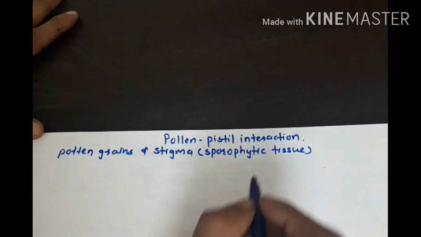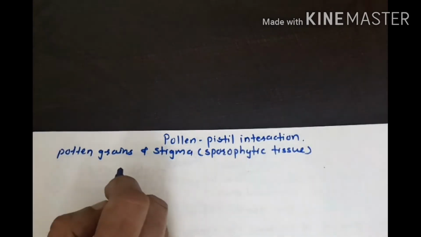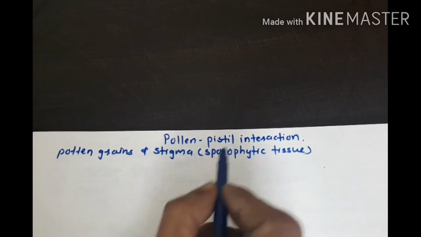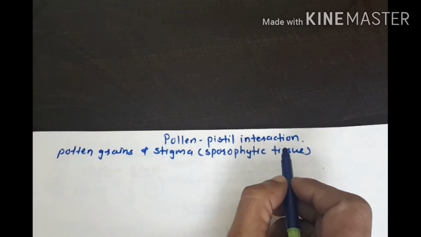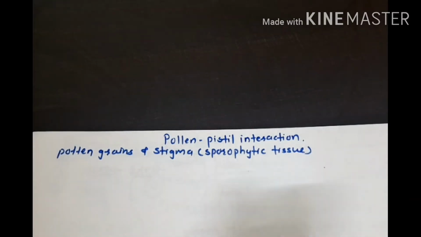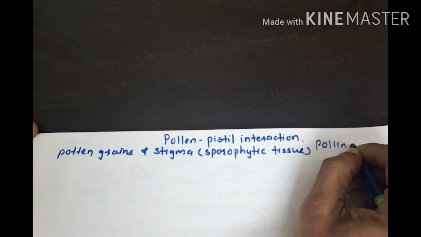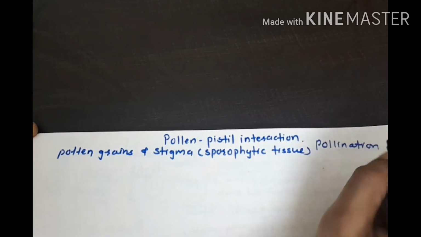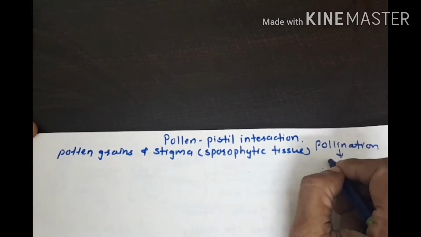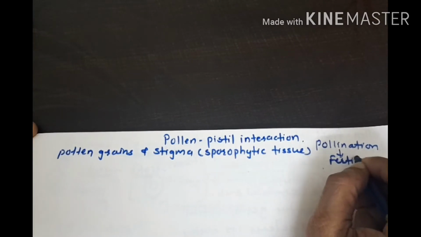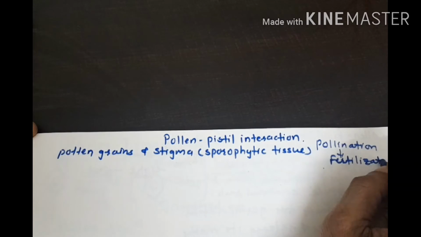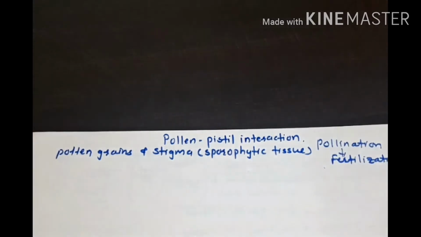Okay, so interaction between pollen grains and stigma is called pollen-pistil interaction. It begins with pollination and ends with fertilization. Now, in pollination, what we discussed, it is the transfer of pollen grains from anther to the stigma of the flower.